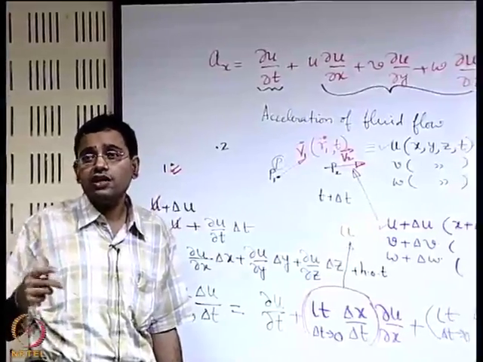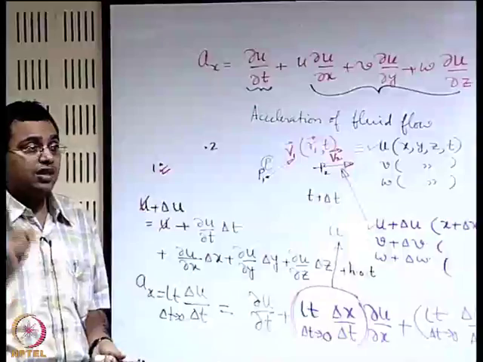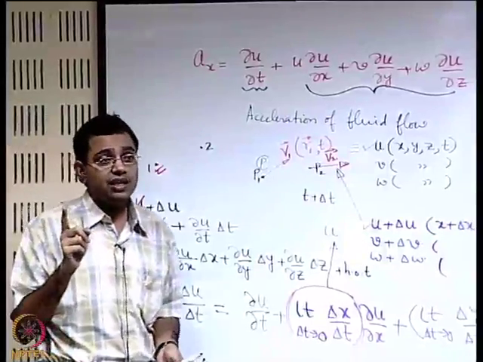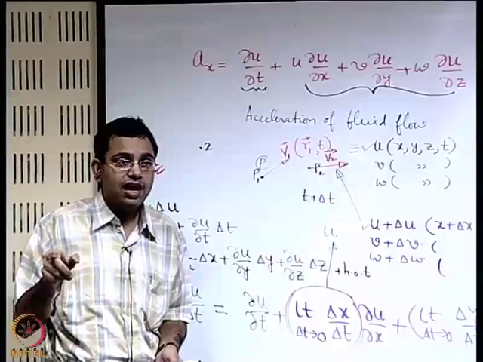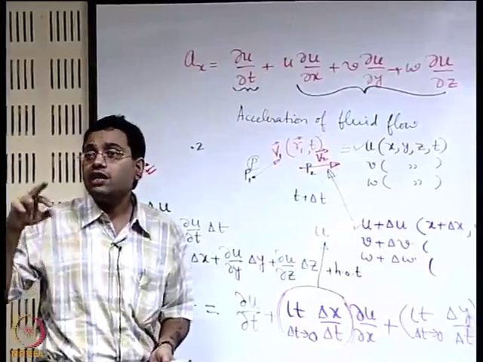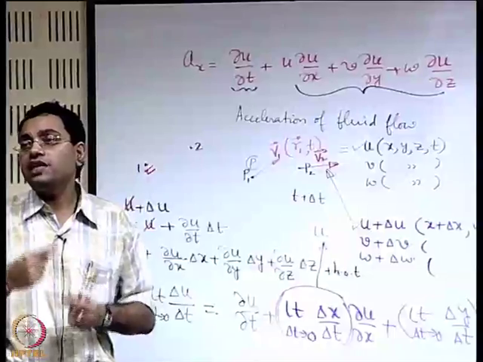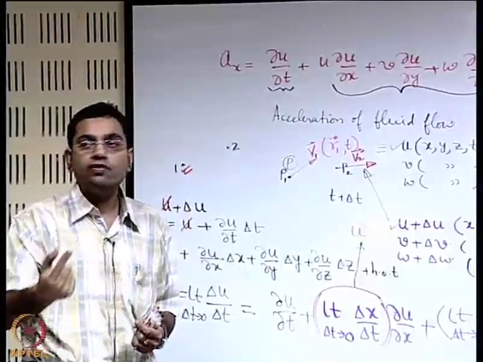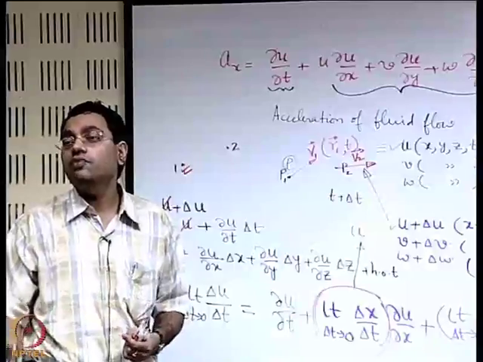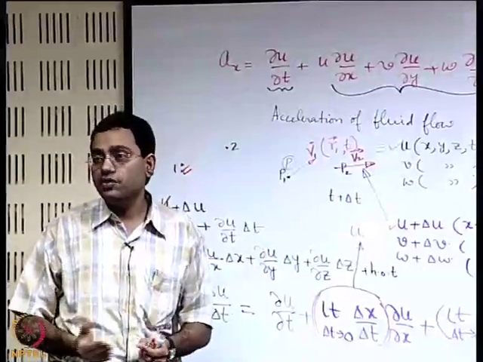So the change in velocity in the fluid particle may be because of two reasons. One is because of the change in velocity due to change in time, even if it were located at the same position as that of the original one. The other one is not because of change in time, but because of change in position, as it has gone to a different position because of non-uniformity in the flow field, it could encounter a different velocity, and the resultant acceleration is a combination of these two.